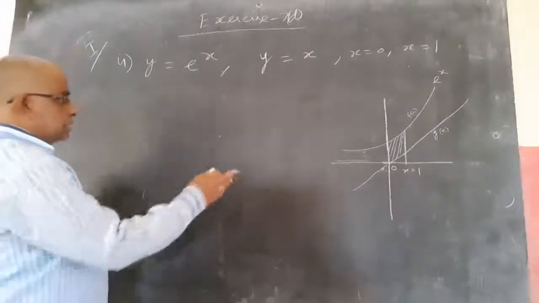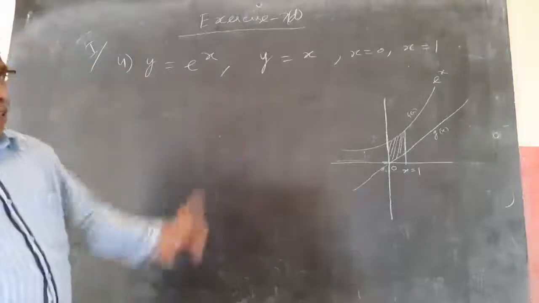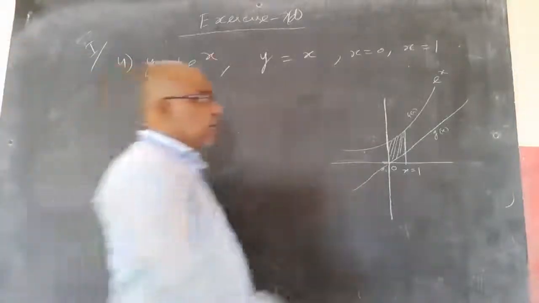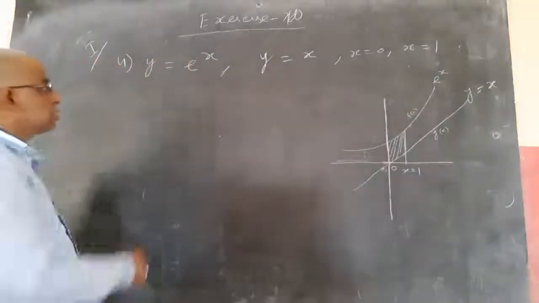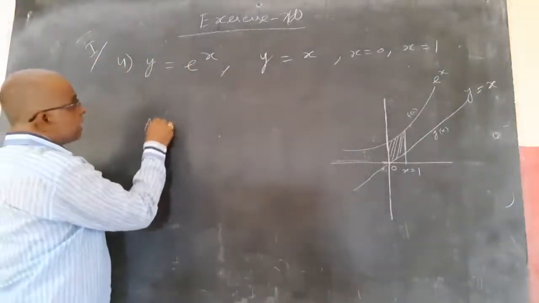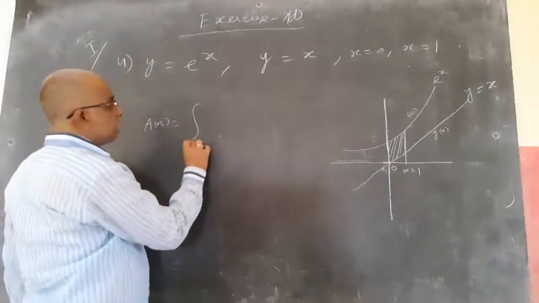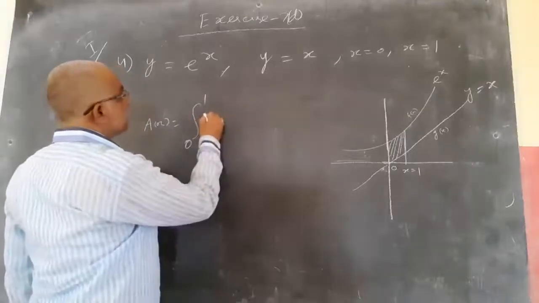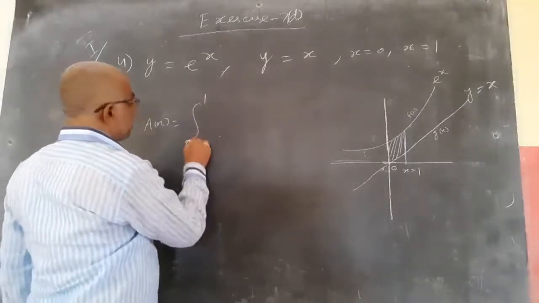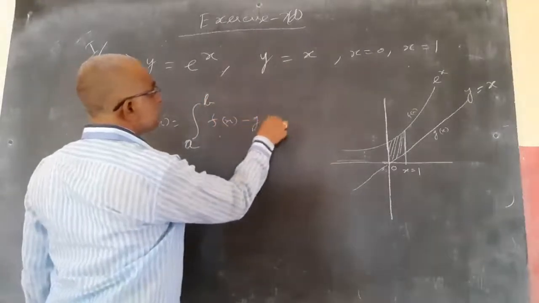So without modulus you can draw the graph and check which is the upper curve and which is the lower curve. Now the upper curve is e power x, and the lower curve is y equal to x. So according to that, the area function is the integral from 0 to 1 of f of x minus g of x. The formula for two curves from a to b is f(x) minus g(x) dx, as I told you.